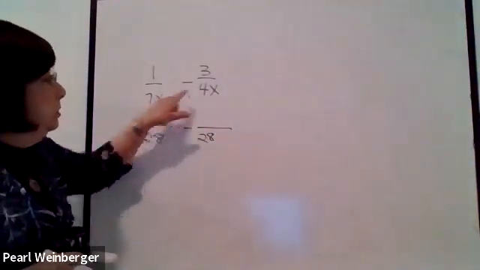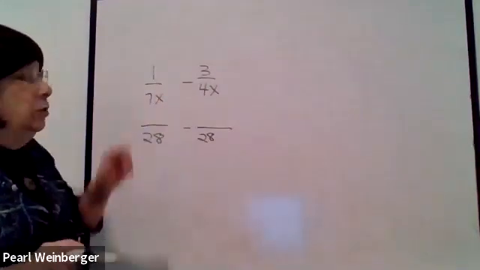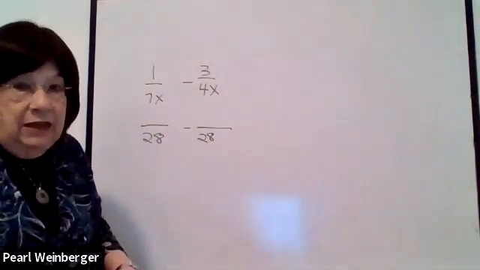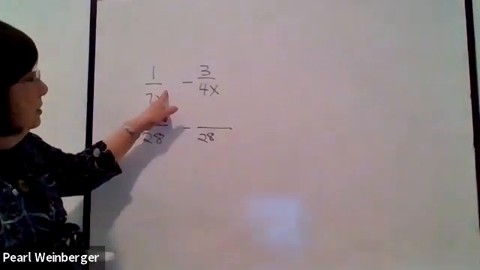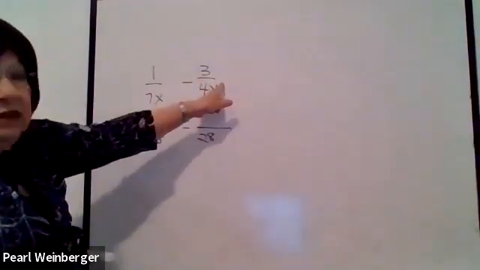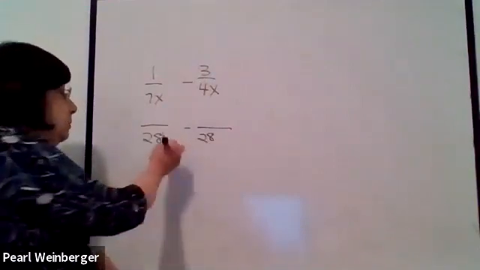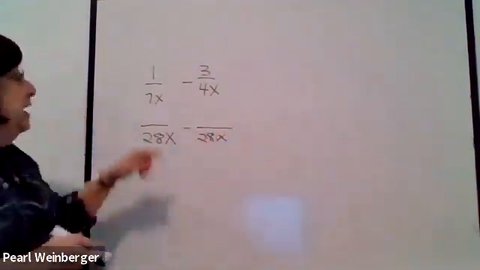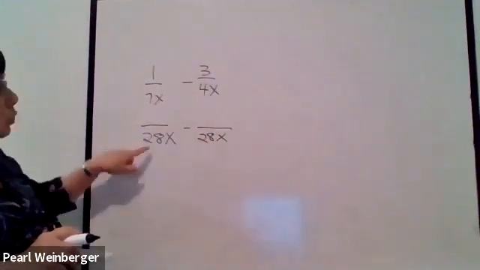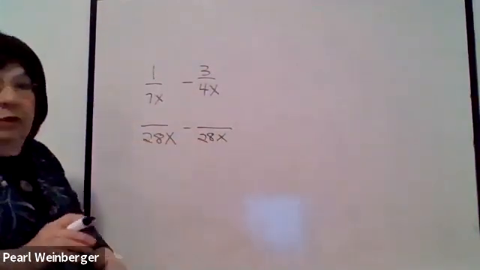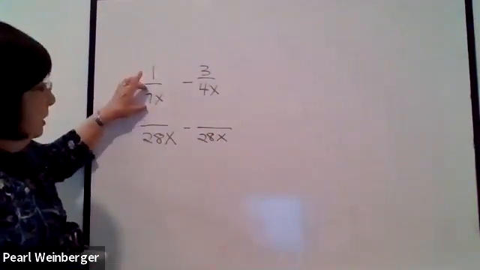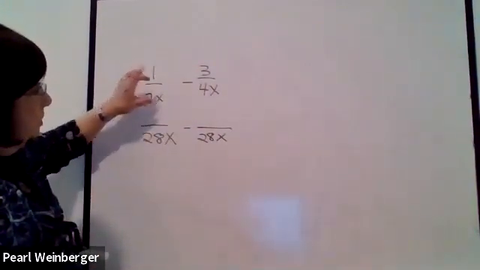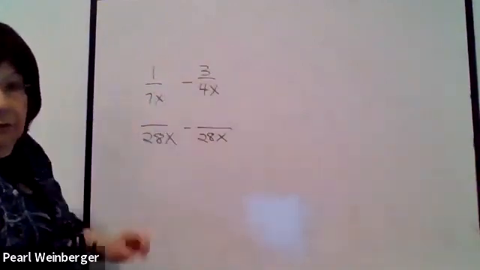When it comes to the variables, look at all your variables and pick the one with the highest exponent. Well, this has an exponent of 1, and this also has an exponent of 1. So obviously my highest exponent is 1. My common denominator is 28x. So when I have monomials, I look at first the numbers, the coefficients, and then I look at the variables, the letters.